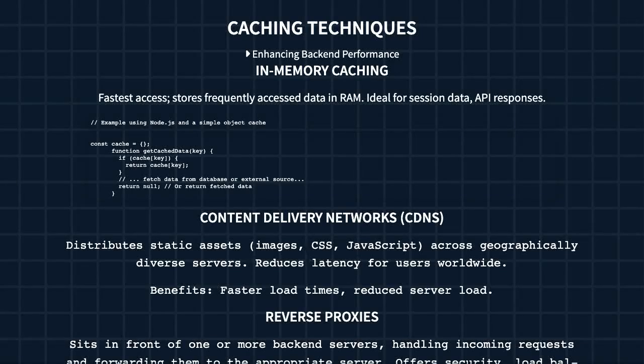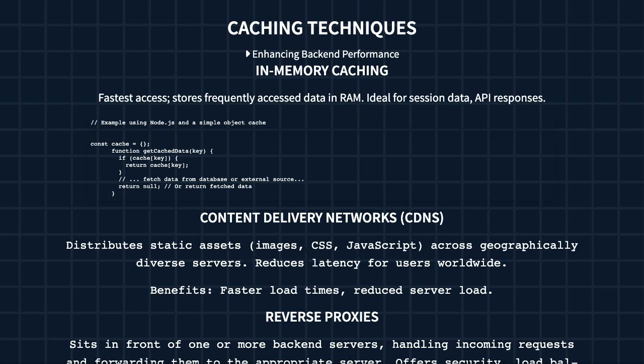Okay, let's talk about how we can seriously speed up our backends. We're going to look at some key caching strategies. First up is in-memory caching. Think of it like a super fast notepad right inside your server's memory. It's perfect for things users come back to often, like their session data or frequently requested API responses. I've included a simple JavaScript snippet to illustrate how you might use this.